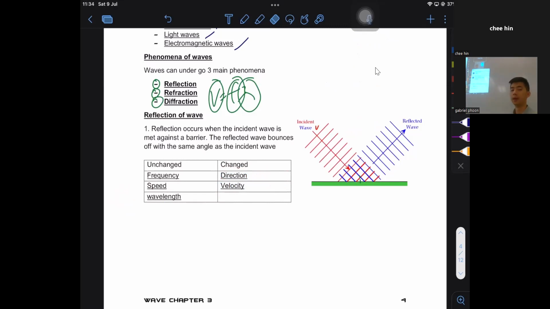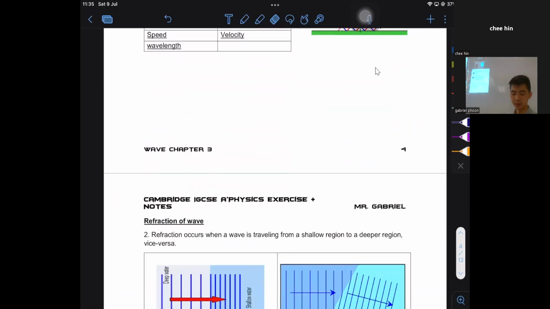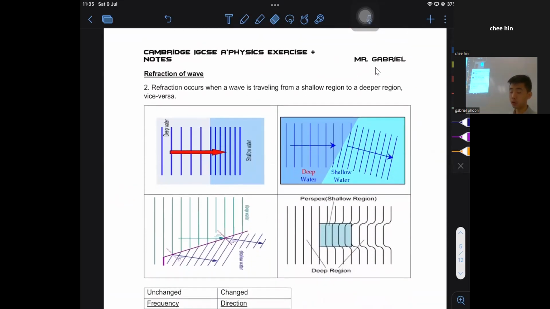Okay. I think that shouldn't be a problem for reflection of the wave. Very easy, straightforward. Next thing we're going to do is refraction of the wave. Now, if you talk about refraction of a wave, guys, I think everyone has definitely experienced refraction before, right?